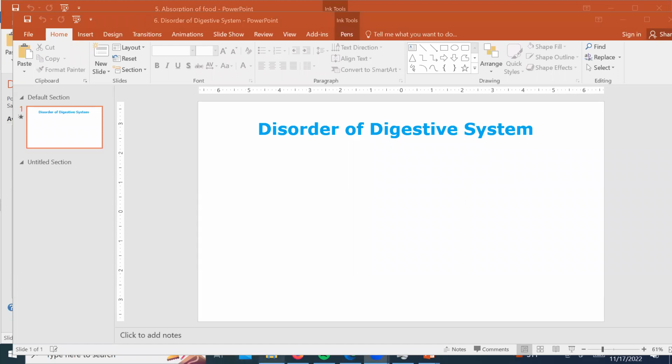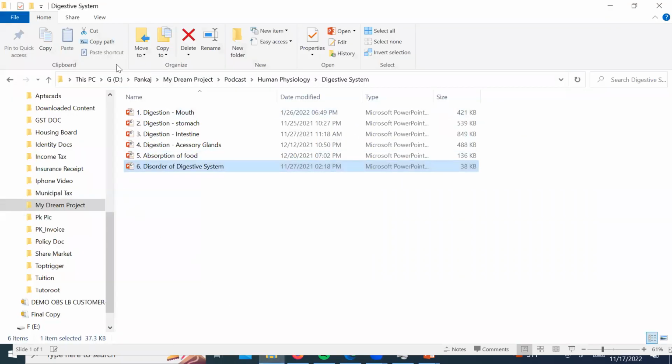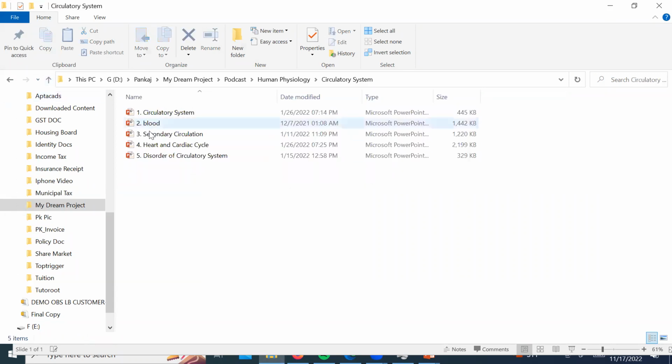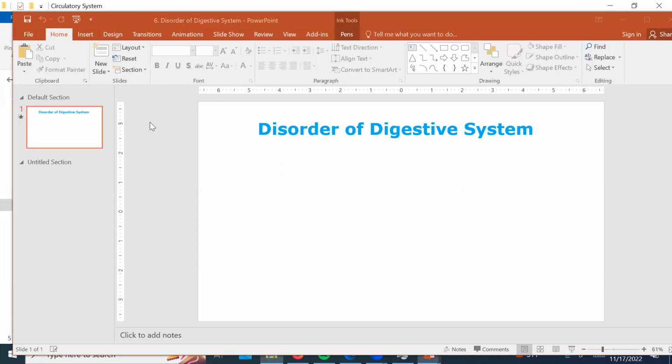After the digestive system, let's today introduce one more system. We're talking about the circulatory system. Let's talk about the circulatory system itself.